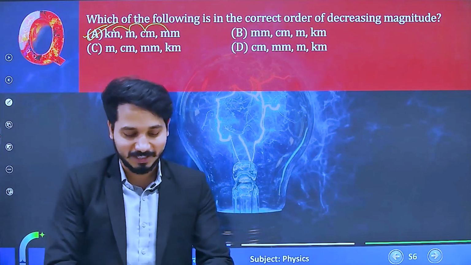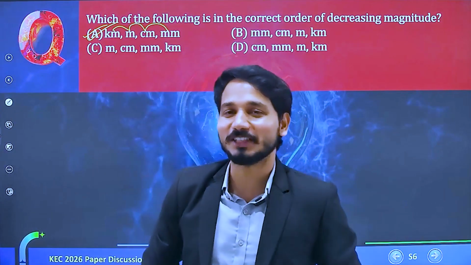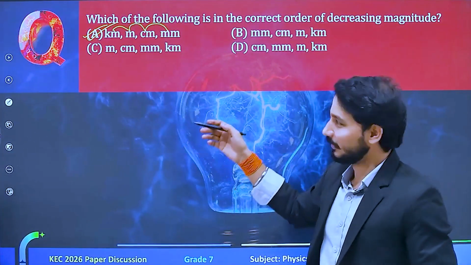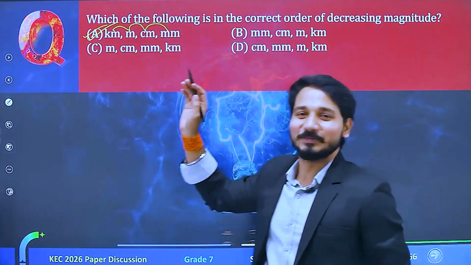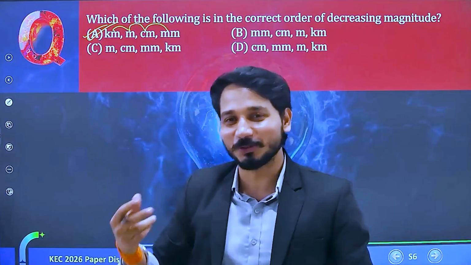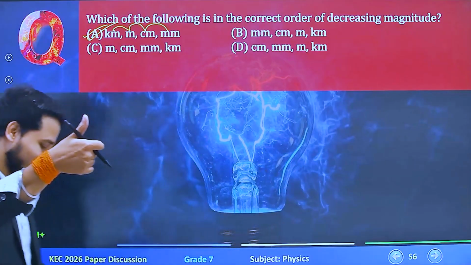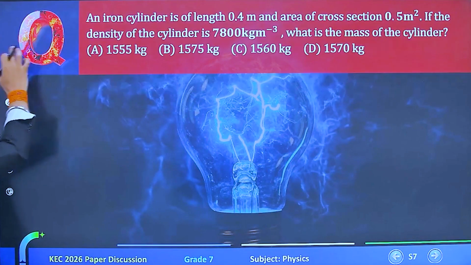Maximum of you got the correct answer. Some of you might have got confused. It's the same question as the first one, right? So you might have marked option B. But my dear, here we have to keep a check while writing the exams. Option A, correct. Nice. Next, moving ahead.